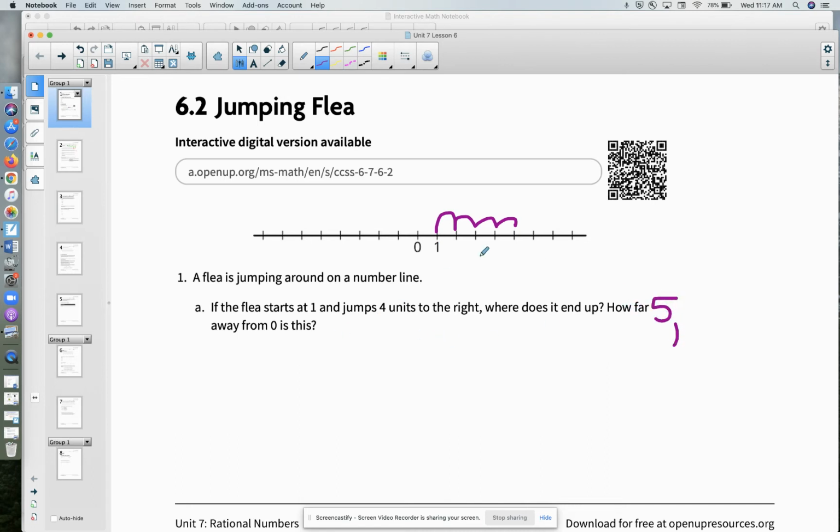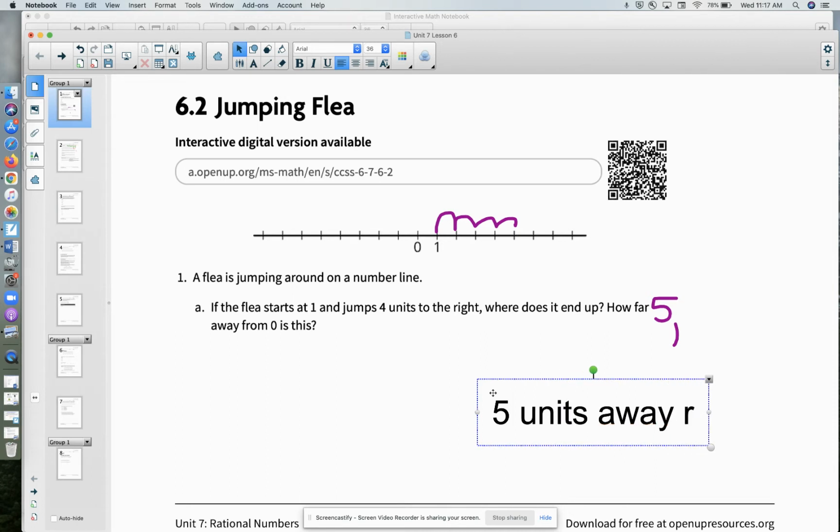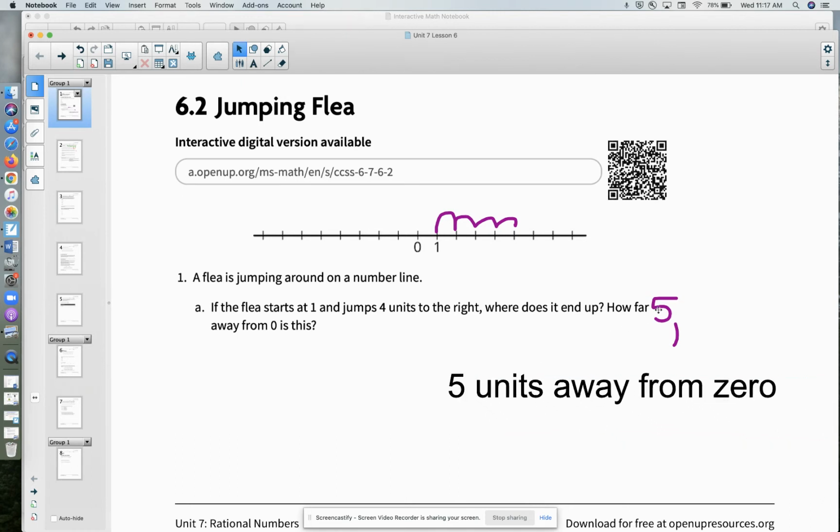How far away from 0 is this? 1, 2, 3, 4, 5. It's 5 units away. Okay? So 5 units away. Let me type that out. It's 5 units away from 0. Okay?